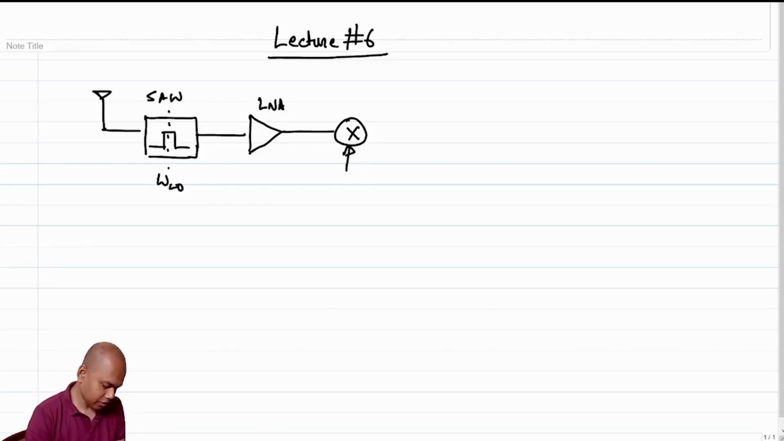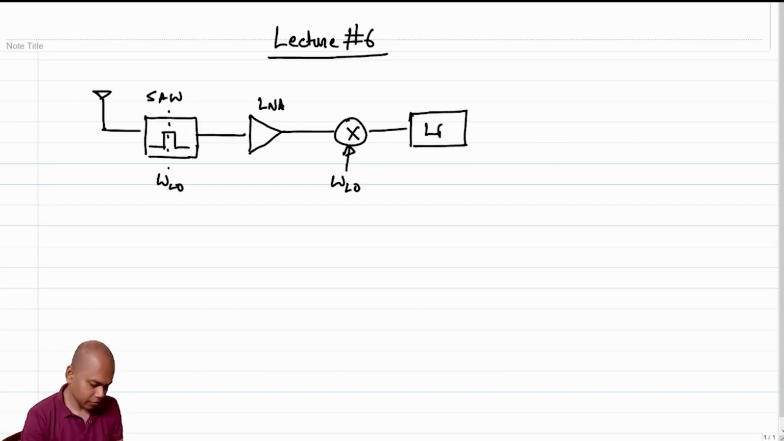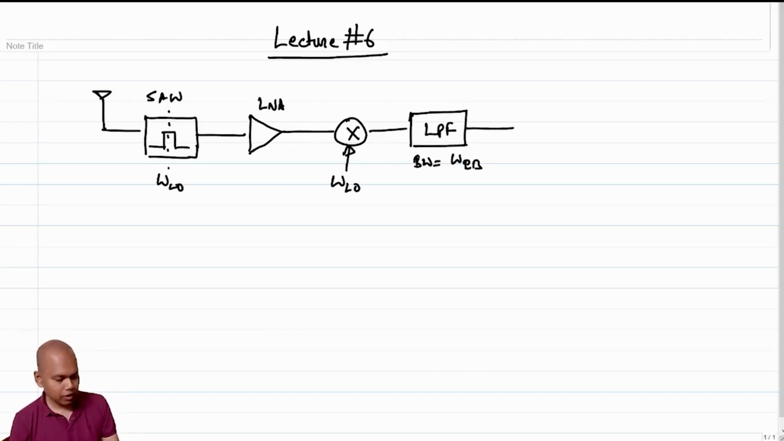and this fundamental frequency was set at omega LO, and then we had a low pass filter, right, with a bandwidth of omega VB, and the output comes out, and then it's a low frequency output. Then you can probably sample it and digitize it and do whatever you want, right?